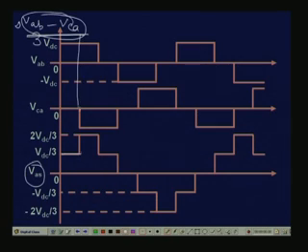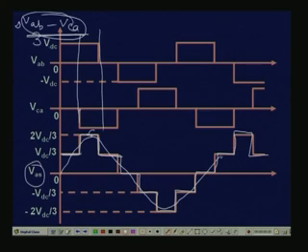So, during this interval it will be 2 VDC by 3, and again this will be, so you see the phase voltage across the machine is going to be like this, a 6-step waveform. So, again it can be approximated by a sinusoid, right.